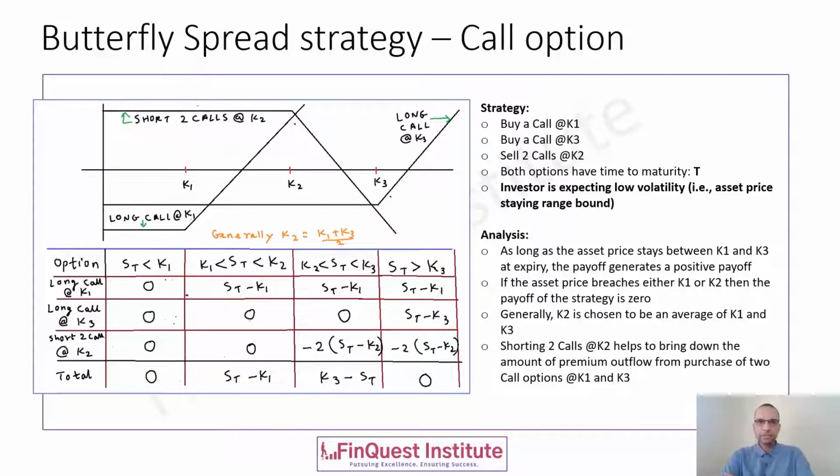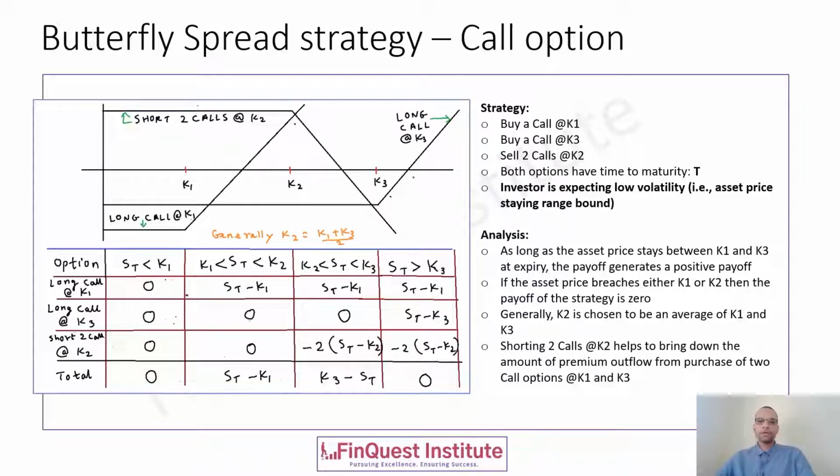Next is a butterfly spread strategy. A butterfly spread strategy involves three options. Actually, technically, it's four options because we have purchased two options and we have sold two options. Understanding the structure of this strategy, we purchase a call at K1, we purchase a call at K3, and we are selling two calls at K2. Generally, K2 is taken at the midpoint of K1 and K3. So we can say K2 is the average of K1 and K3.